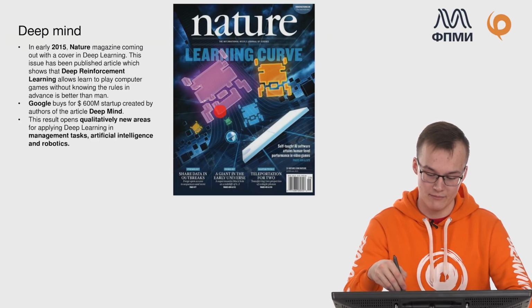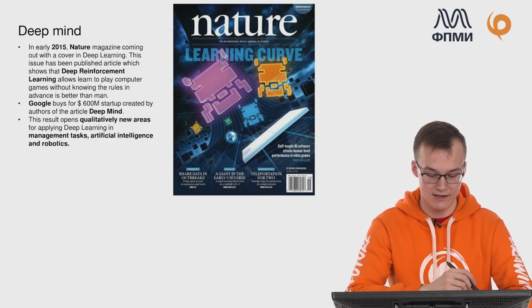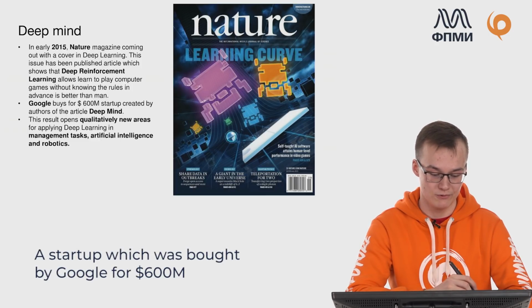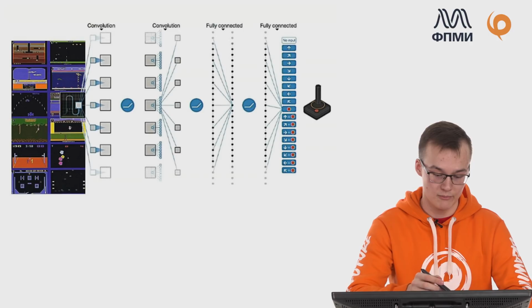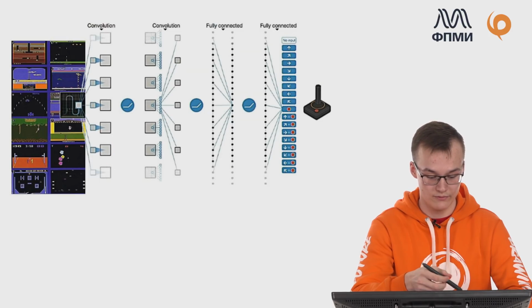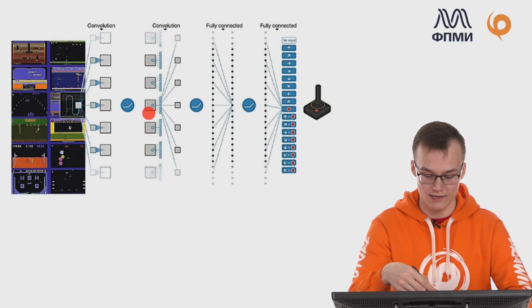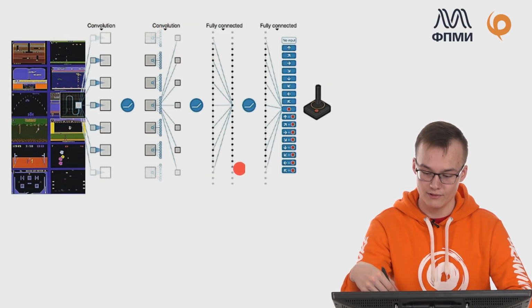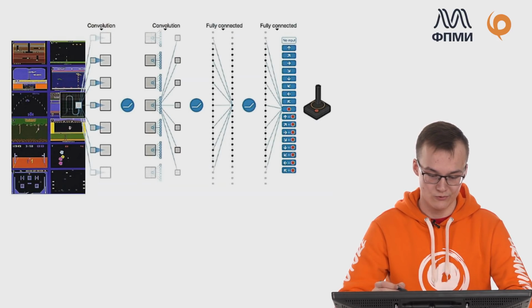These are Atari game characters. It was all caused by DeepMind, a startup which was bought by Google for $60 million, who developed a neural network which could play Atari games. All it had on the input were screens from the game. Then they used some convolutional neural network, fully connected neural network, and in the end, the network output was an action to take to win the game.